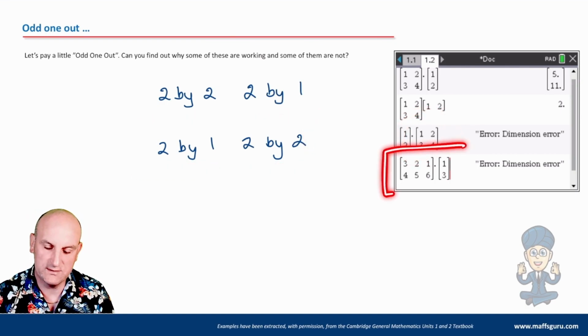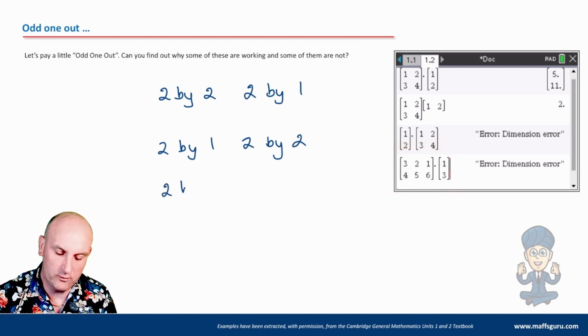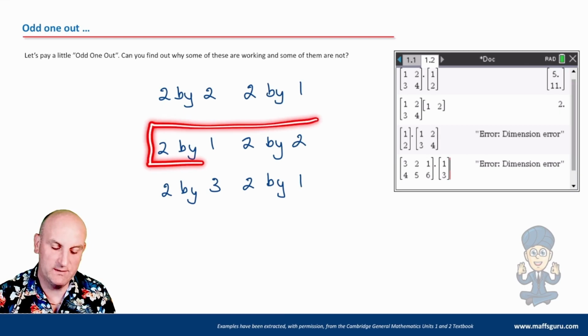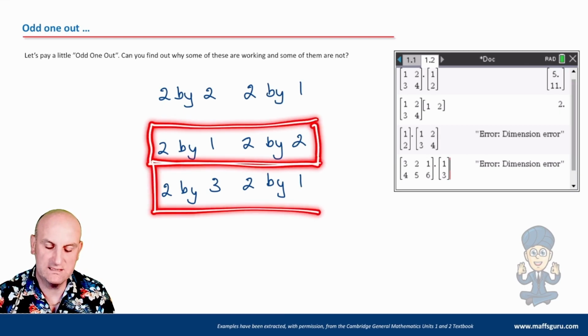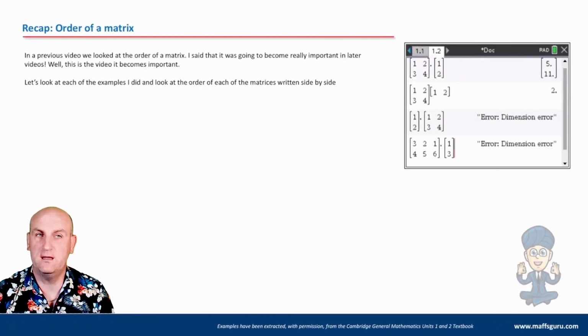All right. What about these ones here then? Also can't be multiplied together. So what have I got? I've got a 2 by 3 and a 2 by 1. Now what could it be? Just by looking at these, believe it or not, I can tell automatically that these will never be able to be multiplied together. Coming up.